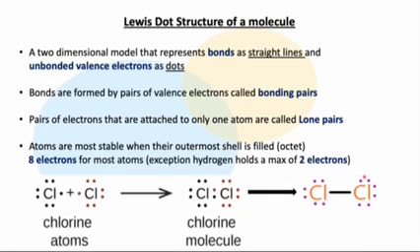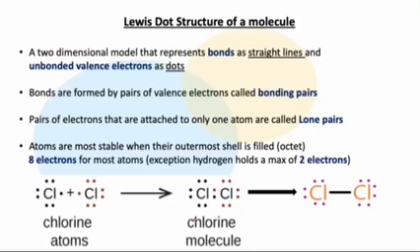Atoms are most stable when their outermost shell is filled or in the octet state, which means they have 8 electrons, except hydrogen, of course, that has a maximum of 2 electrons. So all the atoms bond in order to reach the octet state.